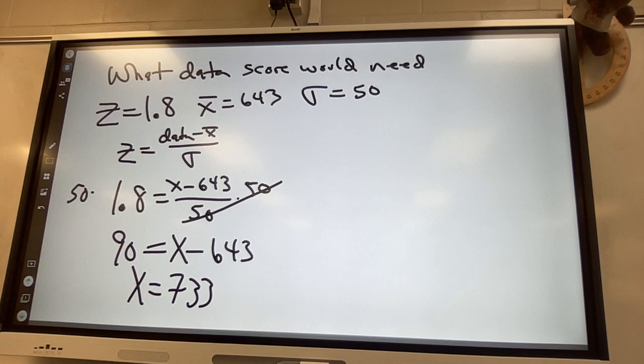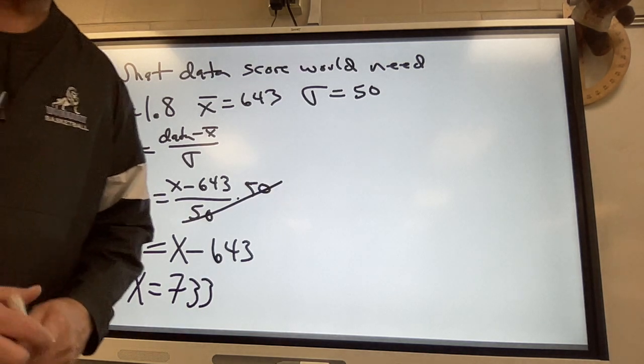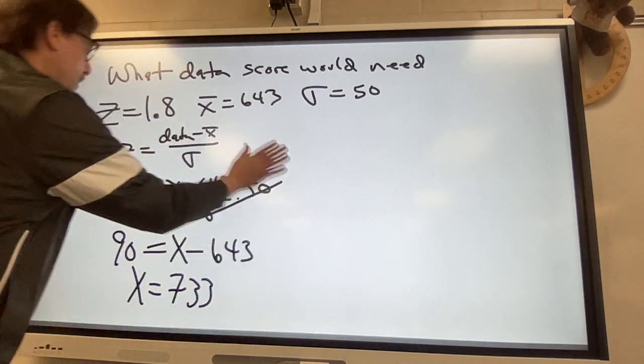And by the way, what percentile would that have been? Let's look at 1.8. It's 0.964, about the 96.4th percentile. Say yep. Cool. All right, let's go to the next one.